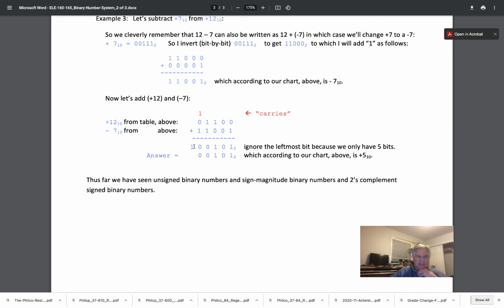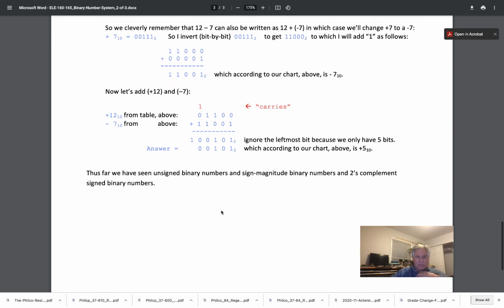But that carry 1 went out of our 5th digit, and we don't even care. Ignore the leftmost bit because we only have 5 bits. After which, according to our chart, you got 0, 0, 1, 0, 1. You can look at the chart, or you can just say this 1 equals a 1. I got no 2s, and I got 1, 4. Well, 4 plus 1 is 5.